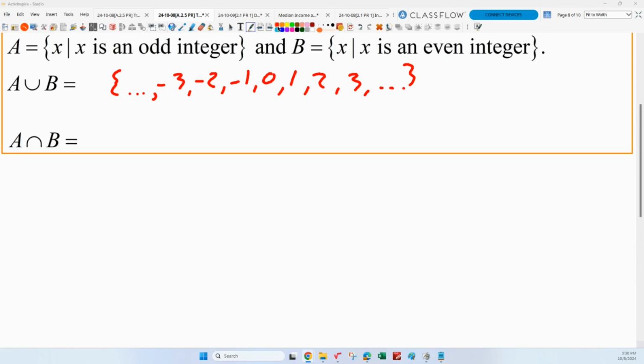Okay, now think about the next one. What would the intersection of those 2 sets be? What's that going to be? What's the intersection of the set of odd integers and the set of even integers? Nothing, right? There are no parts that are in both. So the intersection would just be the empty set, right? Make sense?